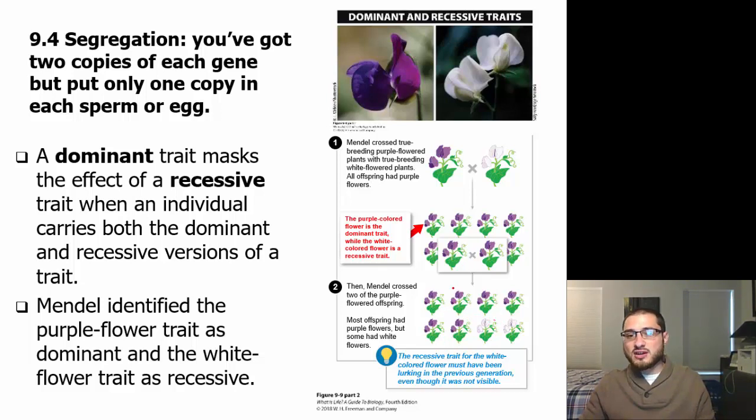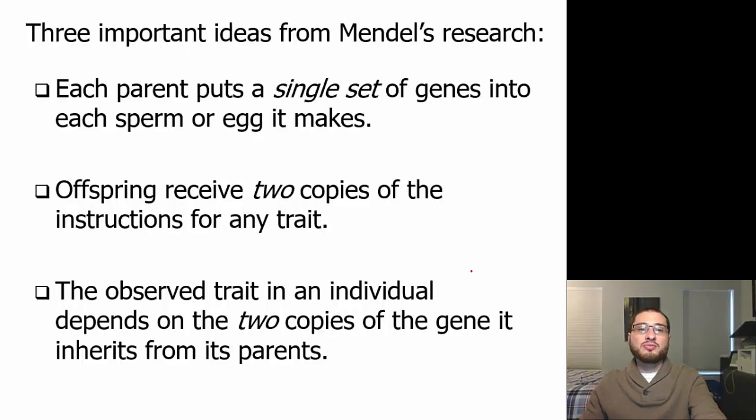So this is where we see our Punnett square, where some of them are homozygous dominant, some of these might be heterozygous because they would just look purple. Both homozygous dominant and heterozygous are both going to come out as purple because they're both going to have at least 1 dominant allele. And then you're going to have ones that are homozygous recessive, and they're going to come out white. Now, 3 important ideas from Mendel's research.